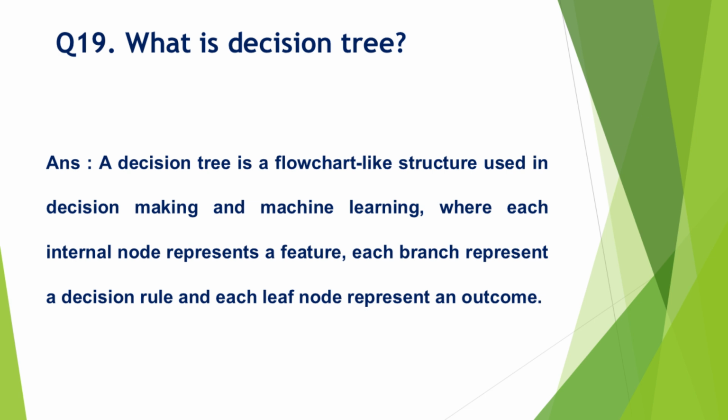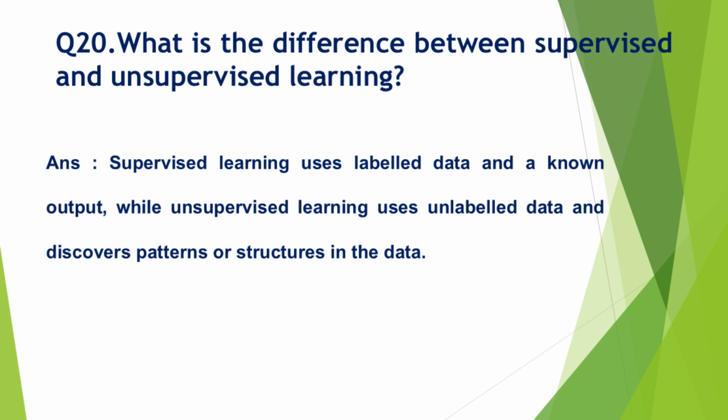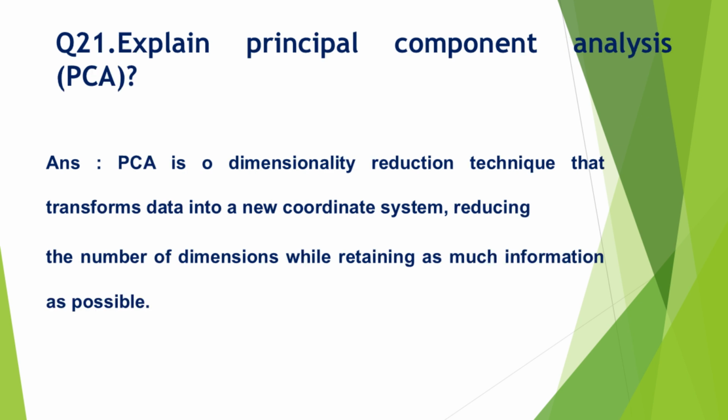What is a decision tree? A decision tree is a flowchart-like structure used in decision-making and machine learning, where each internal node represents a feature, each branch represents a decision rule, and each leaf node represents an outcome. What is the difference between supervised and unsupervised learning? Supervised learning uses labeled data and a known output, while unsupervised learning uses unlabeled data and discovers patterns or structures in the data.